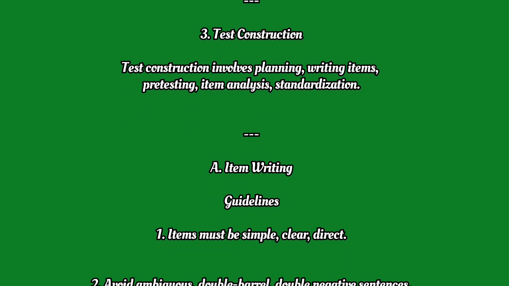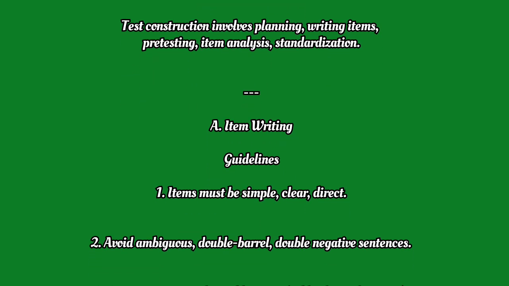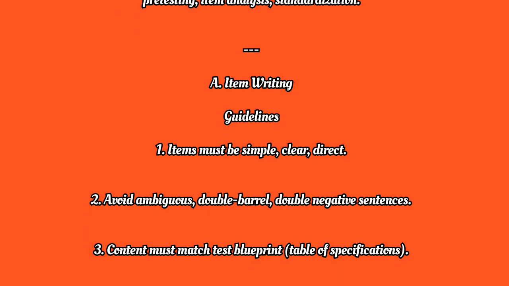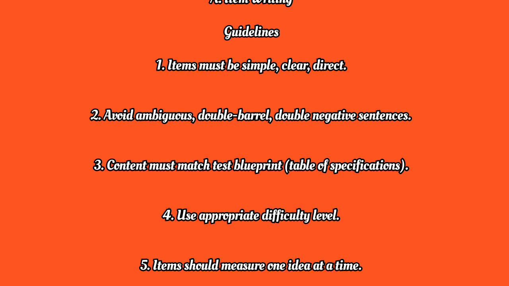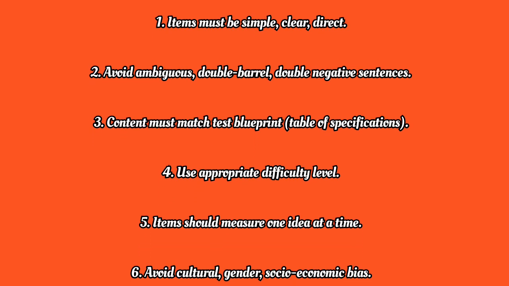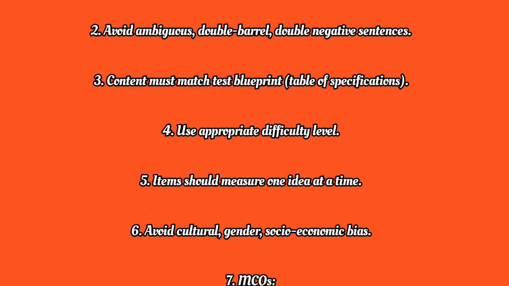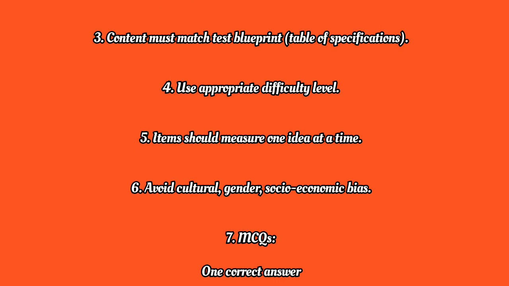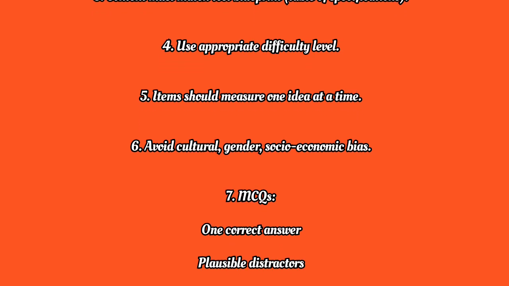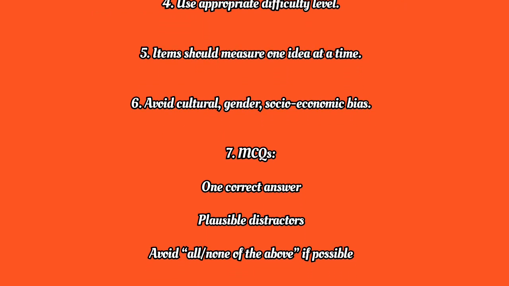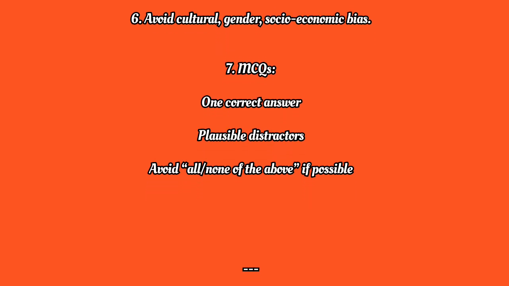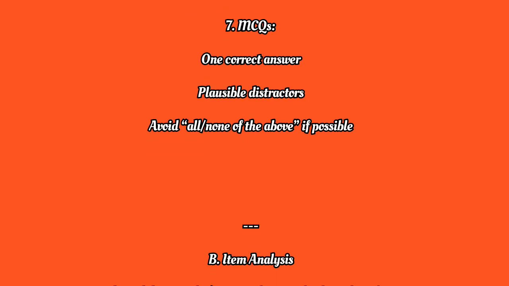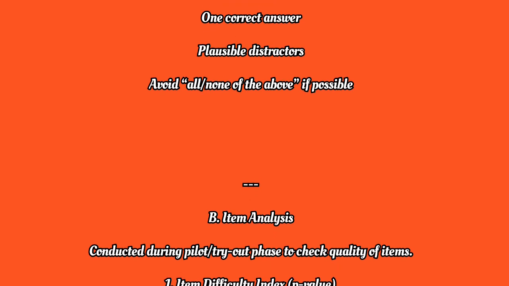Test construction. A. Item writing guidelines. Items must be simple, clear, and direct. Avoid ambiguous, double-barreled, and double-negative sentences. Content must match the test blueprint, the table of specification. Use appropriate difficulty level. Items should measure one idea at a time. Avoid cultural or socioeconomic bias. For MCQs, one correct answer and plausible distractors. Avoid "all of the above" and "none of the above" if possible.